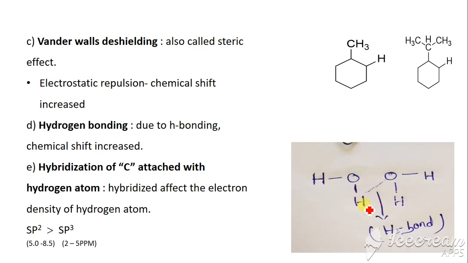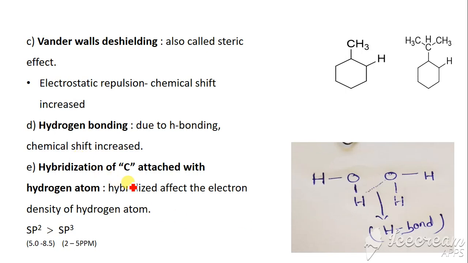Because of this, this oxygen attracts the hydrogen's electron towards it, and this oxygen also attracts the hydrogen's electron towards it. So this hydrogen atom does not have sufficient electron density around it and converts into a deshielded proton, and because of the deshielded proton, this proton gives a high chemical shift value. Hydrogen bonding also affects chemical shift value, and hybridization also affects chemical shift value.